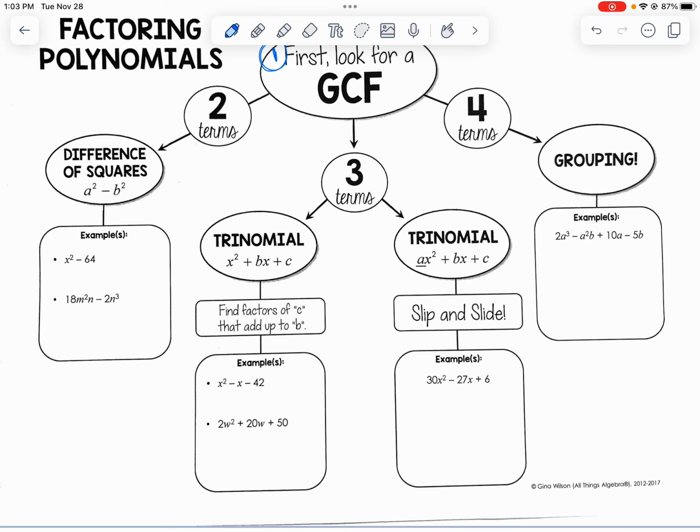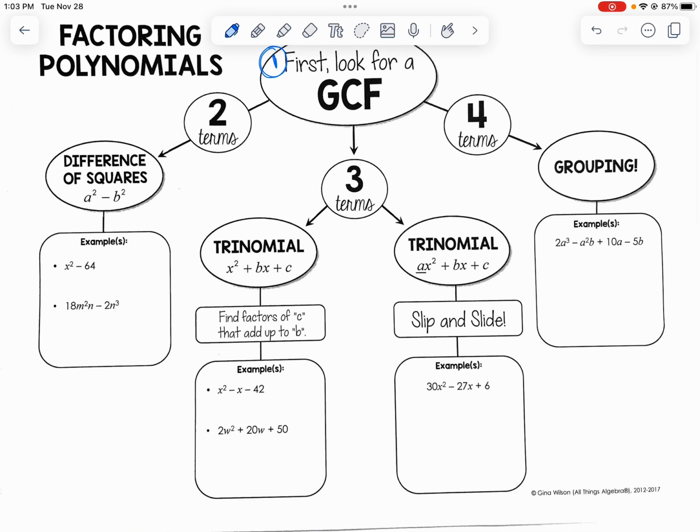So if there are two terms, look for a greatest common factor, and then if you've got a difference of two squares, then it's pretty simple. It's going to be the same terms, x squared, and the signs are different, minus, plus. Same thing here, 18m squared times n minus 2n cubed. I can factor out a 2n, and on the inside I've got 9m squared minus n squared.